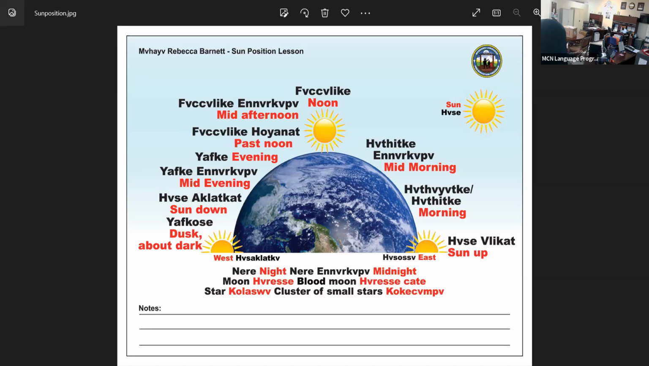Nithi is night, midnight is Nithi Nafkaba. The moon is Hatisi, blood moon is Hatisi Jadi. We had that the other night, blood moon, Hatisi Jadi.